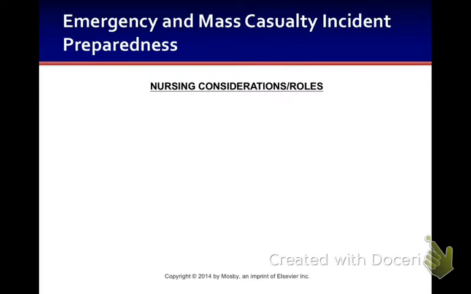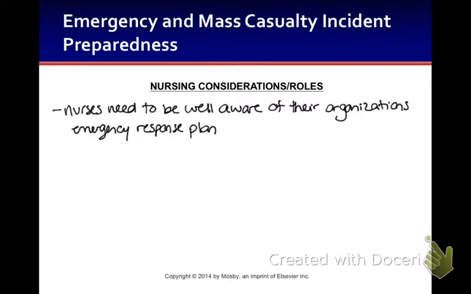So what are your nursing considerations? Why is this important to you? Well, as we just saw, many of us haven't gone through mass casualties before. So it's really important for us to be well aware of what our organization's emergency response plan is. A lot of times a mass casualty or the threat of a mass casualty is a good way to assess whether or not your institution is prepared.